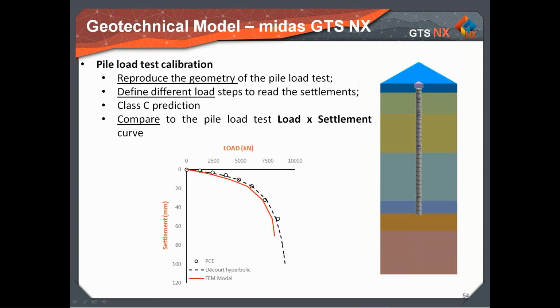Trying to obtain better values, we put them through a pile load test calibration. In MIDAS GTS NX, we have created this simple model to calibrate the load-settlement behavior. The geometry of the pile will reproduce different load steps, and the pile parameters were changed through trial and error. That is what we call a Class C prediction, where parameters are changed looking for convergence with measured values.